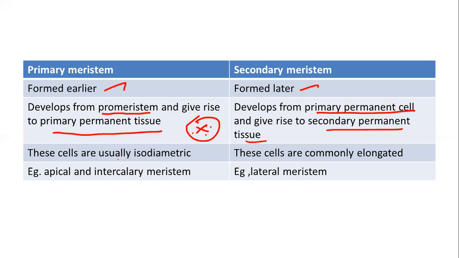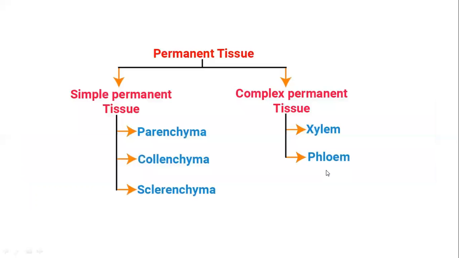In morphology, primary meristem cells are usually isodiametric, whereas secondary meristem cells are commonly elongated. Examples of primary meristem are apical and intercalary, whereas secondary meristem is lateral meristem. Hope you all understood this.